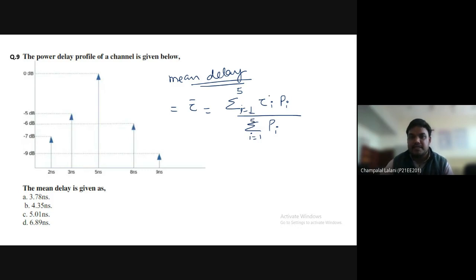P is the power, tau is the delay. We can put the value of tau and P. Let's say this is P1. The value of P1 will be minus 7 dB. If you convert the dB into normal scale, then it will be 10 raised to power minus 7 by 10. Is it correct? Minus 7 dB in normal scale will be 10 raised to power minus 7 by 10.